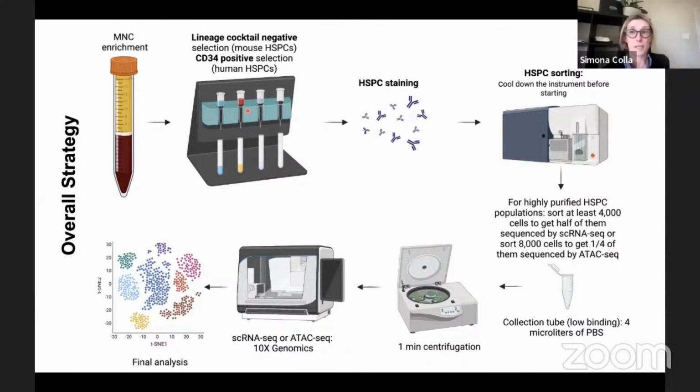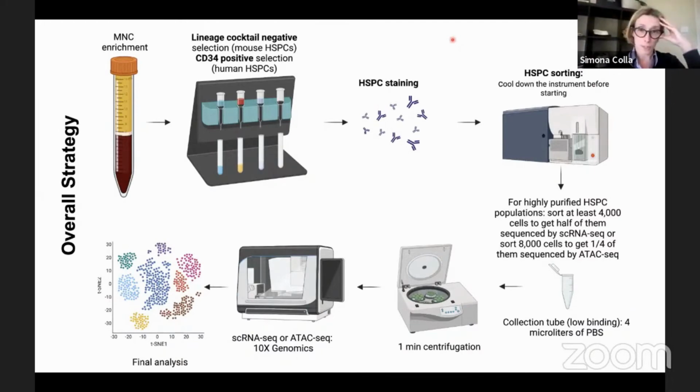Everything needs to be, of course, on ice at every moment. This is fundamental. Then you need to stain your cells with the antibody of interest, in our case, the stem and progenitor cell markers, and go to the flow cytometry. Fundamental is that you cool down the instrument. You need to cool down because this is a transcriptomic analysis. Cells cannot be out at room temperature, not even for a few seconds. They continue to be at 4 degrees.